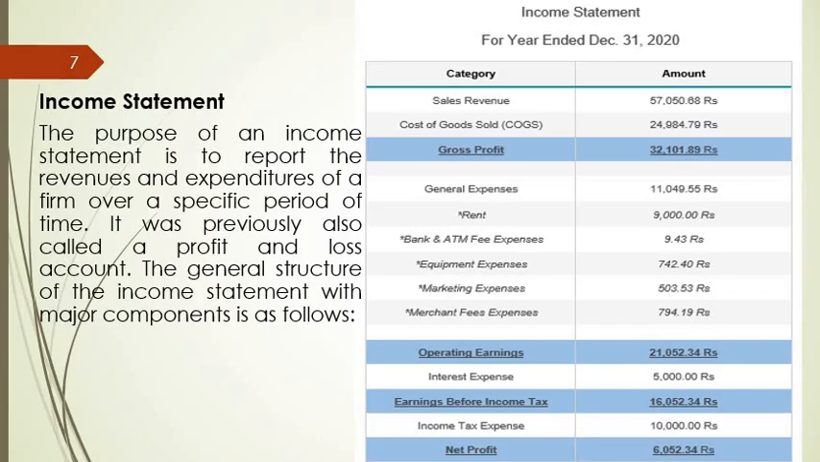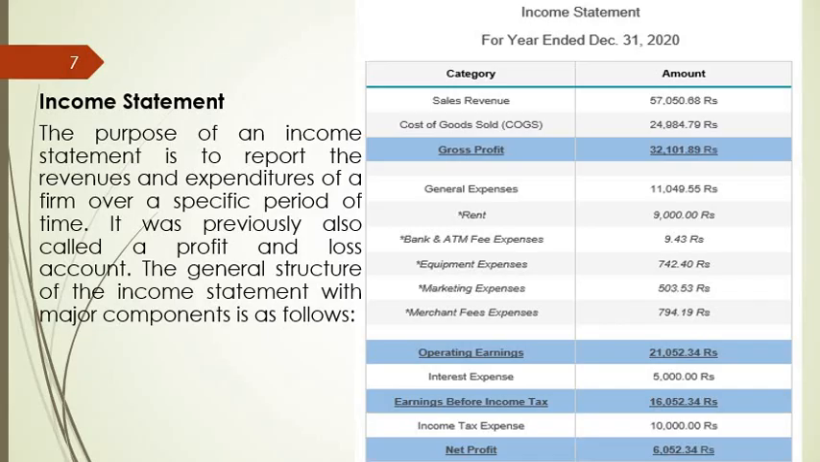Then comes interest expense. If your business owes someone money, and if you have borrowed a loan from the bank, it probably has to make monthly or quarterly interest payments, and your interest expense is the total interest payment your business made to its creditors for the period covered by the income statement. When you deduct your interest, we get the earnings before tax figure.